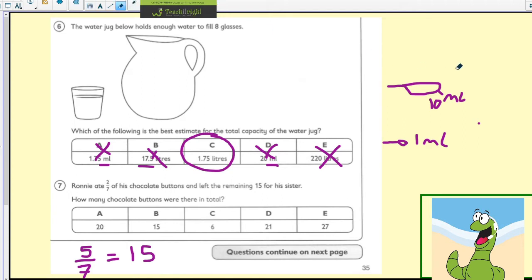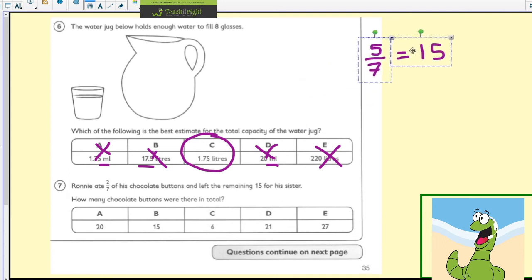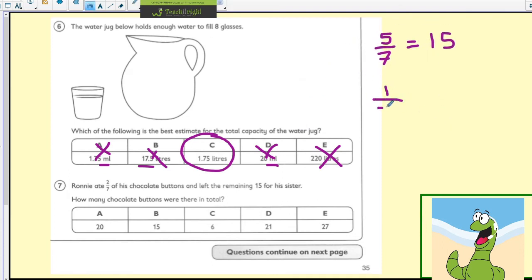I'm going to need a bit of working out space. I'll get rid of my little slightly crude drawings. Bring this over here. So 5/7 equals 15. What would 1/7 be? Well, you've got 5 lots of something or 1 lot of something. 1 lot is going to be 5 times smaller. Hopefully you can see from here to here, from 5 to 1 is 5 times smaller. So I'm going to have to do the same thing and work out what is also 5 times smaller. 15 divided by 5 is 3.